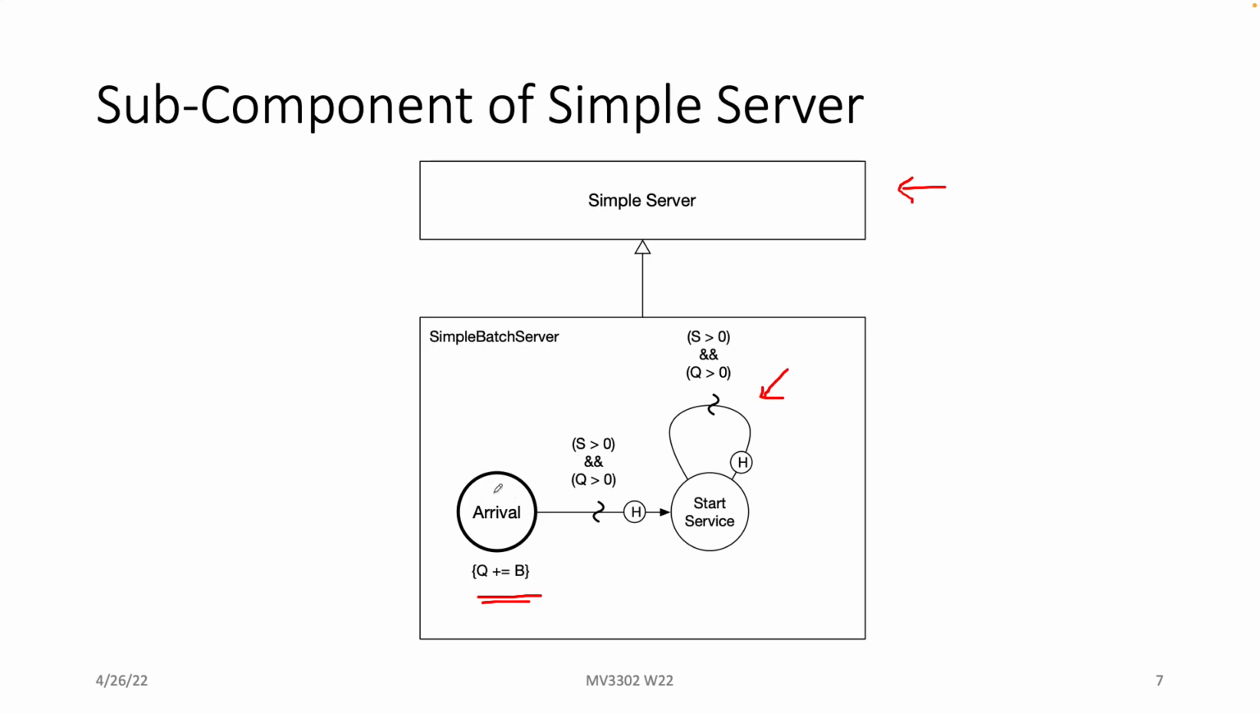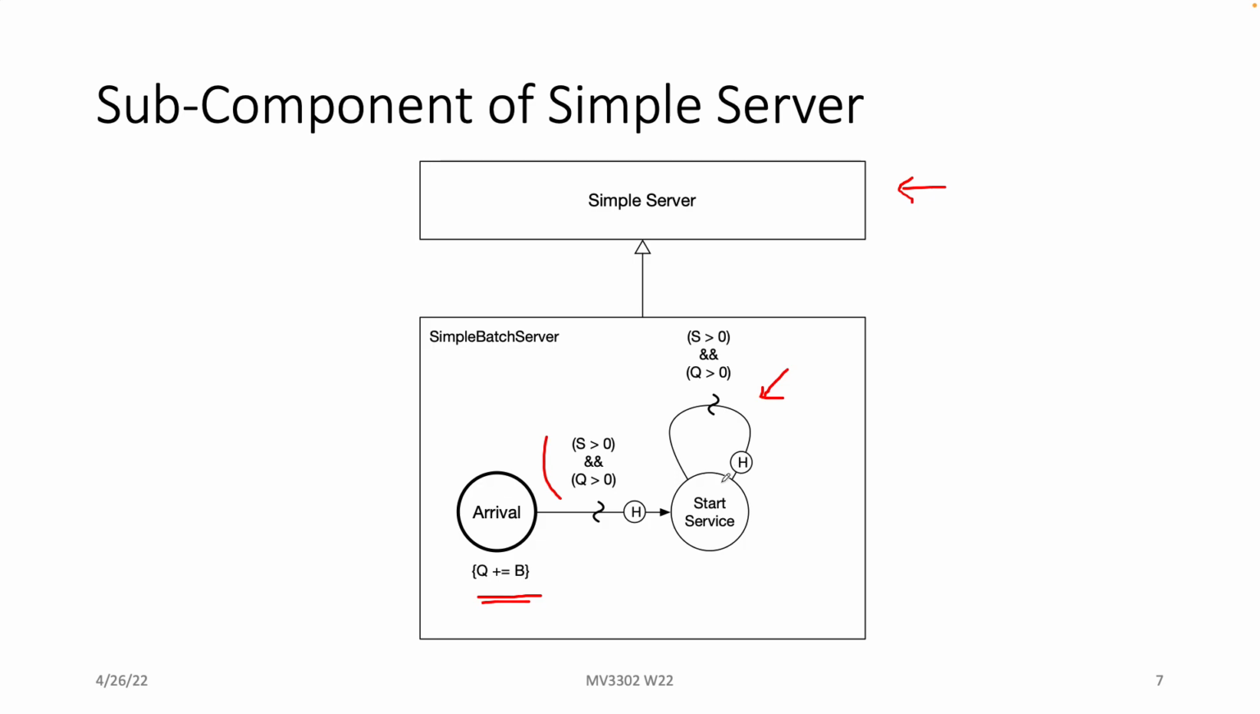Now, since we've completely overridden the super component's arrival event, and one of the things it did was schedule the start service, we need to do that. So whenever you completely override an event, and there are things in the super component that it does that you do want, then you need to do those down here. So one of the things it did was schedule start service if there's a server available. Now we're going to keep this idea that if by chance we get a batch of size 0, then we're not going to do that. So we're going to add that condition.